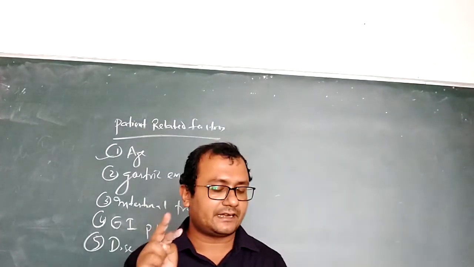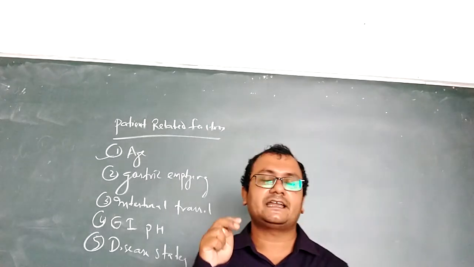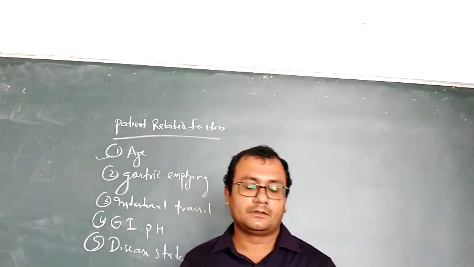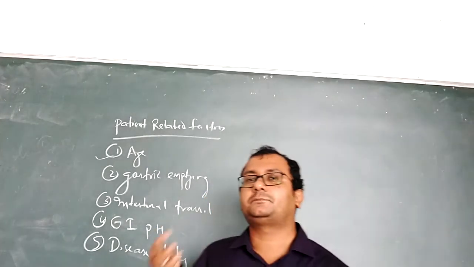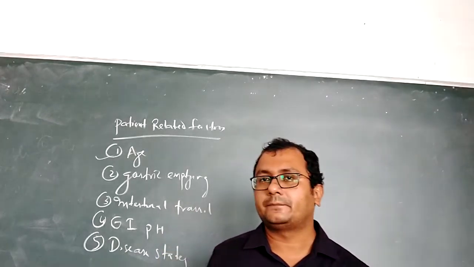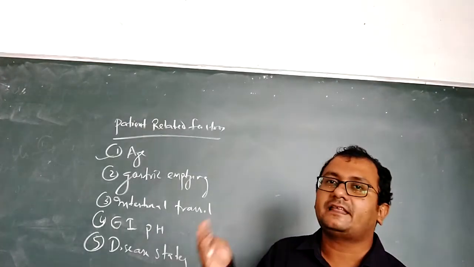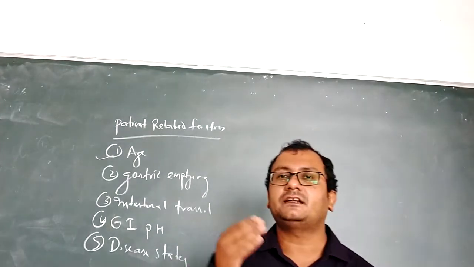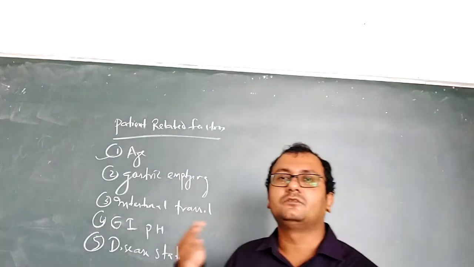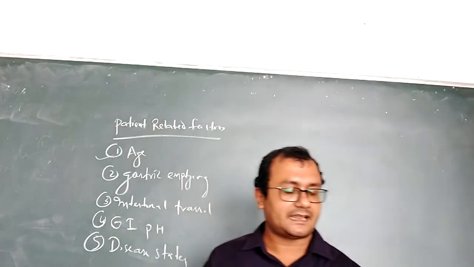To evaluate this, we take parameters: gastric emptying rate, gastric emptying time, and gastric emptying T half. Gastric emptying rate means how fast the food or any substance is passing from the stomach to the intestine. Gastric emptying time means how much time it takes. T half means how much time it takes for 50% of the food or drug substance to pass from the stomach to the intestine. So these three parameters are taken to evaluate gastric emptying.